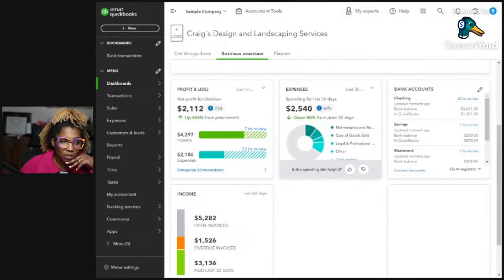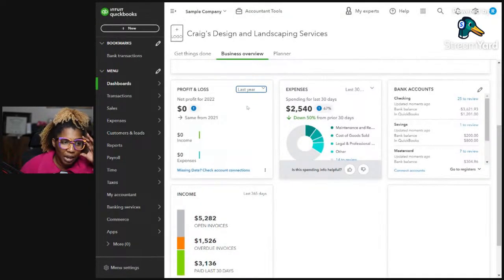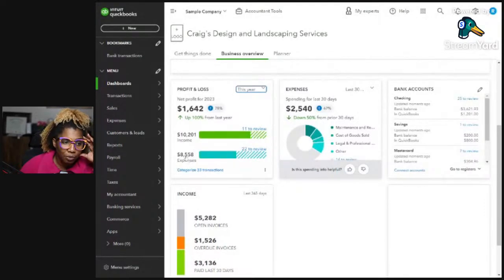So in this case, profit or loss for October for this company is $2,012, which is up 306% from the prior month. But what if we want to compare it to what happened last year? That says 0. Let's look at what's happening this year. If we look at all of 2023, this is what's going on. You get to look at your expenses, and the expenses are broken down into various categories. These are the same categories that show up on your tax return.